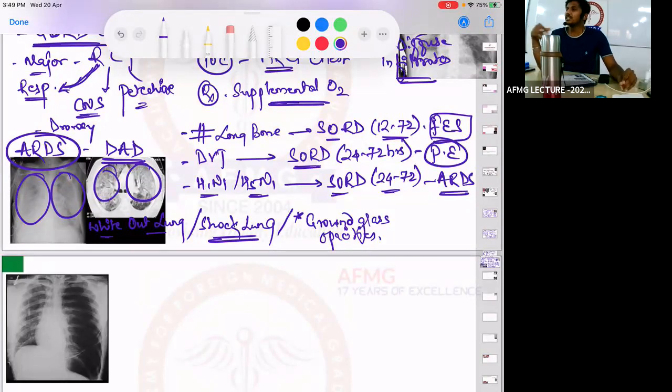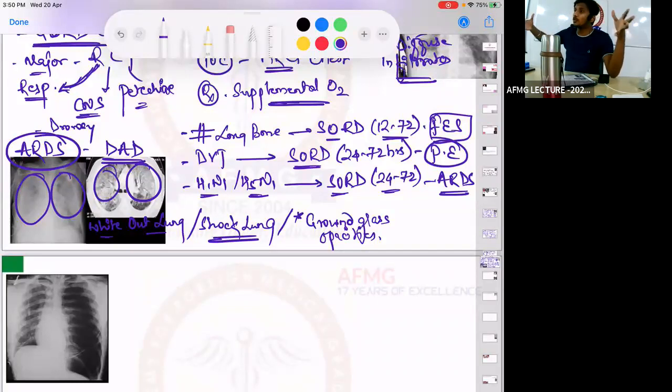So ARDS causes pulmonary edema. It damages the pulmonary alveoli as well as the endothelium, and therefore there is leaking of fluid into the pulmonary alveoli that causes pulmonary edema. But as it is not due to CHF, it is called non-cardiogenic pulmonary edema. What is the main pathology? Diffuse alveolar damage. Which type of opacity? Ground glass opacity.